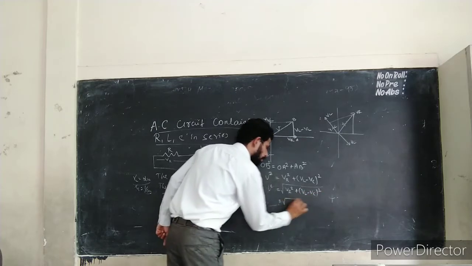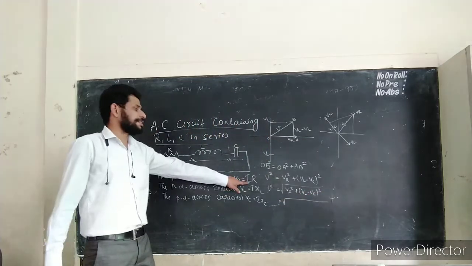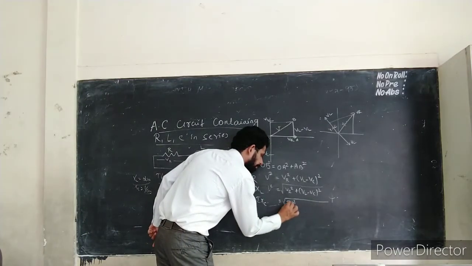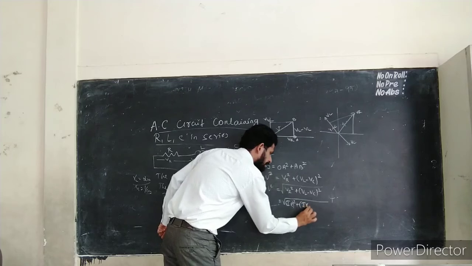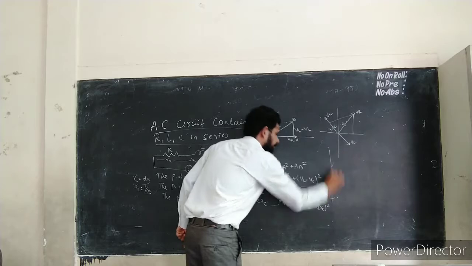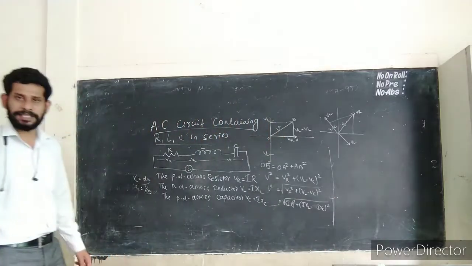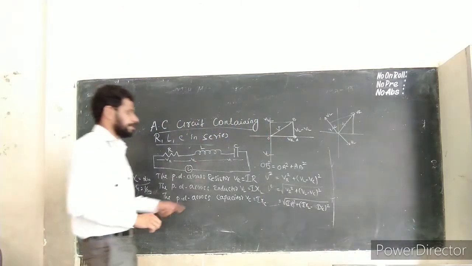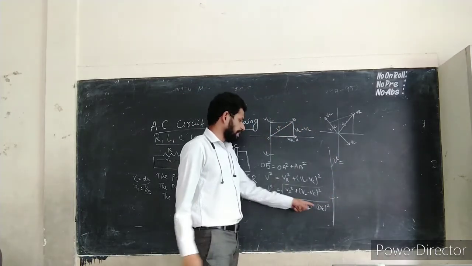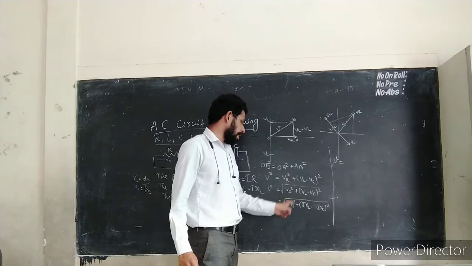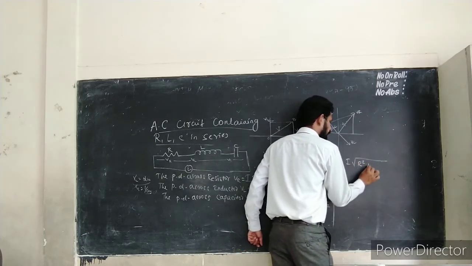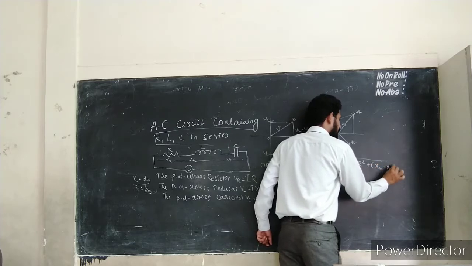Now listen, what is the value of VR? It's nothing but IR, right? So the root of IR square plus IXL minus IXC the whole square. Then V will be equal to, taking I square common everywhere and taking it outside, I times the root of R square plus XL minus XC the whole square.